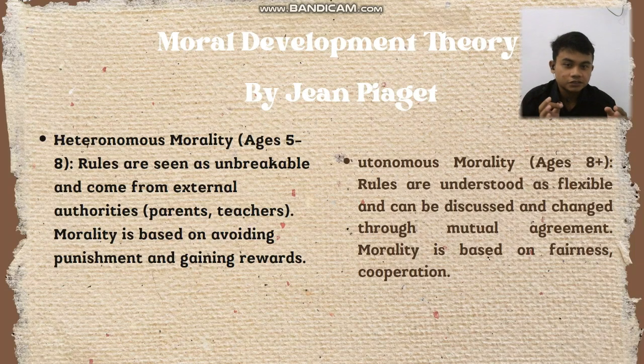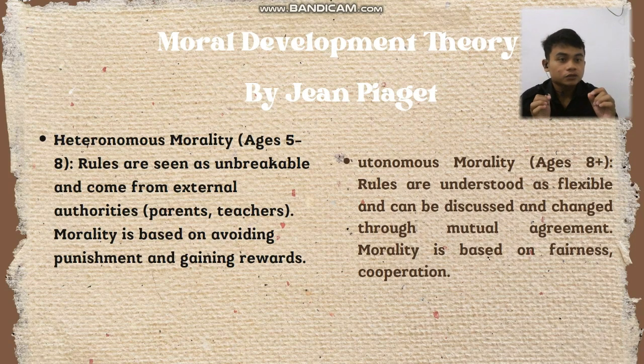And the second part is autonomous morality, age 8 until adulthood. Rules are understood as flexible and can be discussed and changed through mutual agreement. Morality is based on fairness and cooperation. Now put your focus on morality being based on fairness and cooperation. So what does that actually mean?